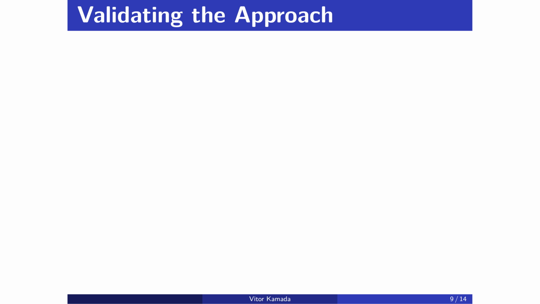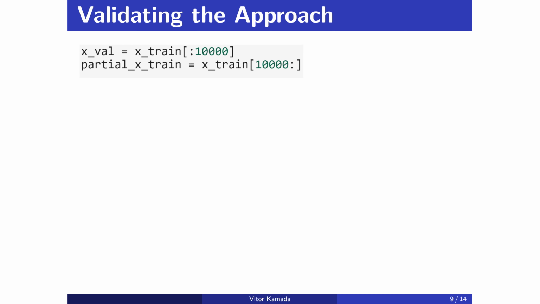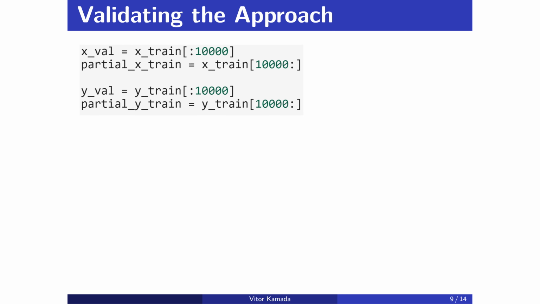As we have a big data set of 25,000 movie reviews, let's separate 10,000 for validation. We do this for both x, the explanatory variables, and y, the labels. Finally, we can feed the model, and we save the results in the variable history.